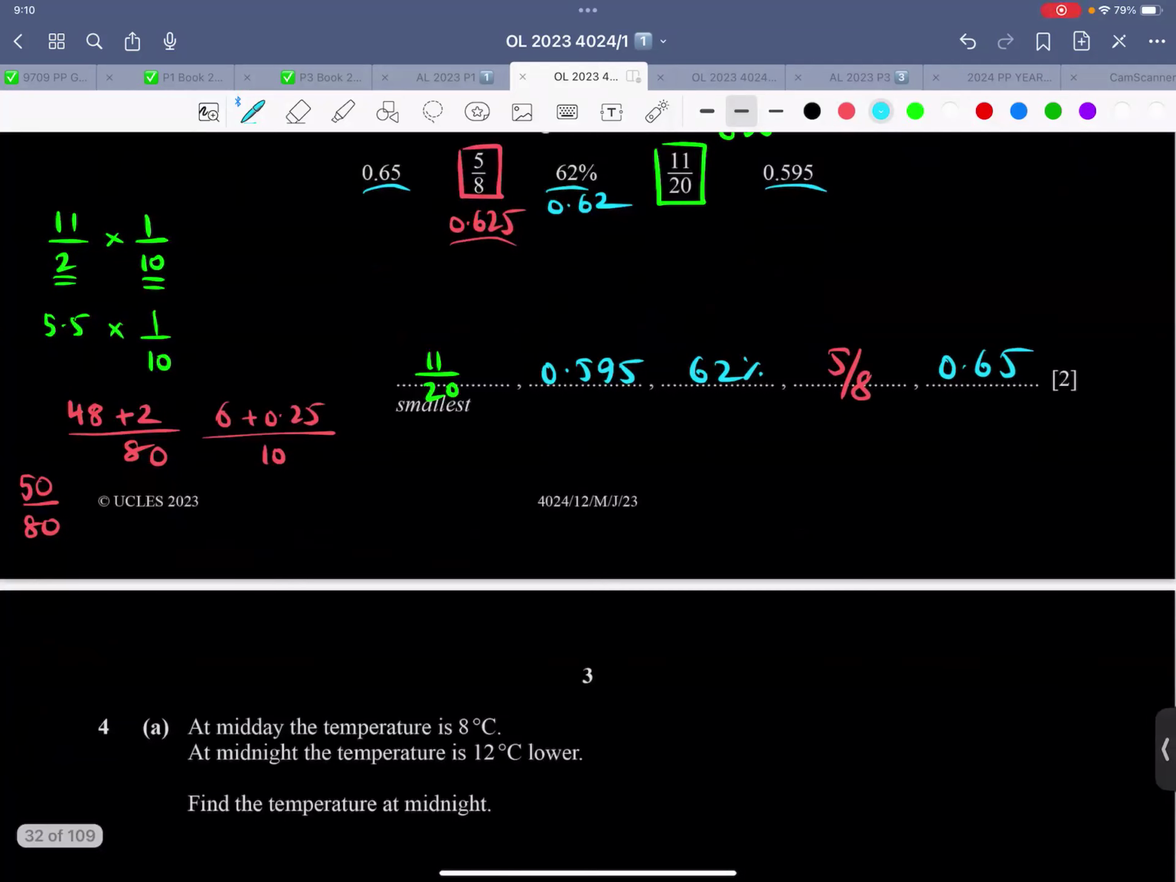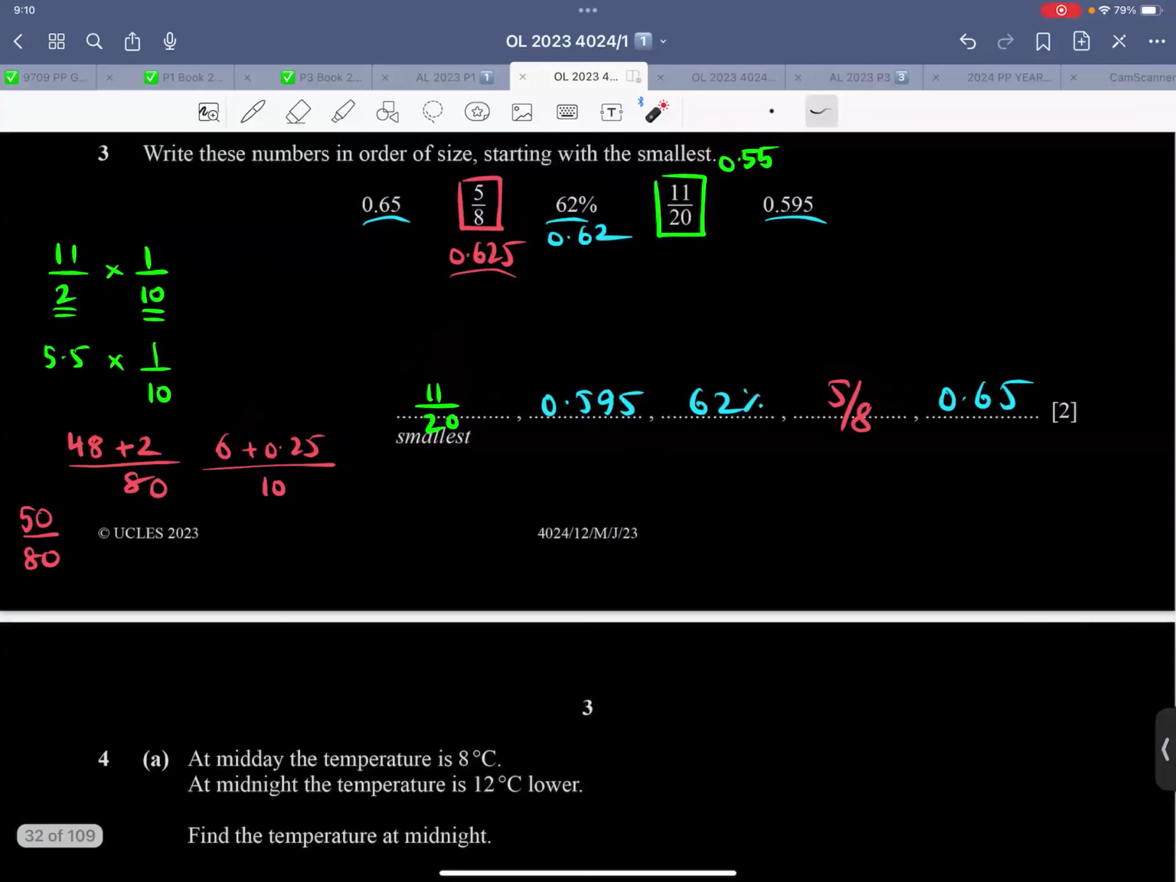So I think this is all good. Let's double check. 11 over 20. That is 0.55. That's the smallest. 0.65. That's the biggest. 5 over 8. 0.625. 5 over 8 is 0.625. And then this is 0.62. And this is 0.595. So this is all good.